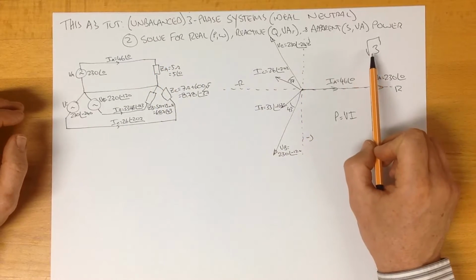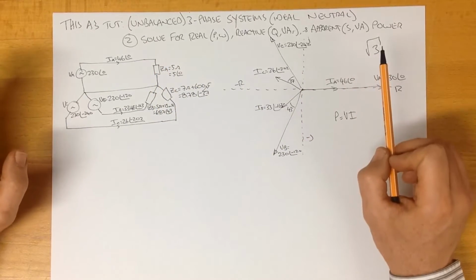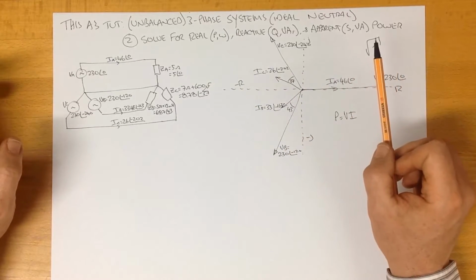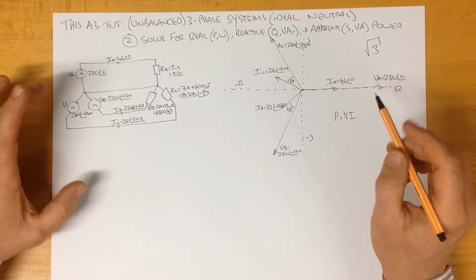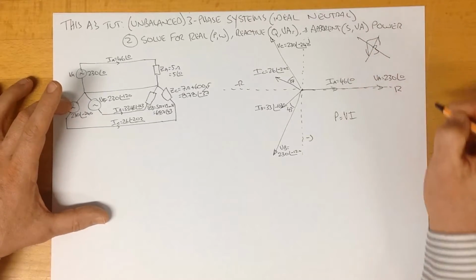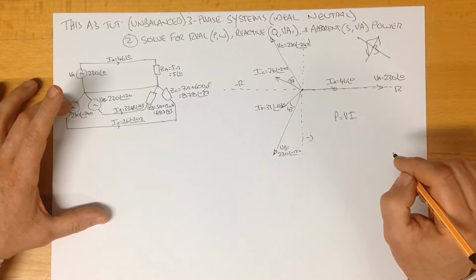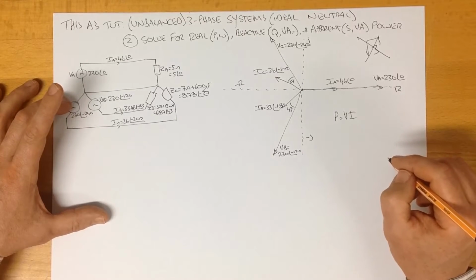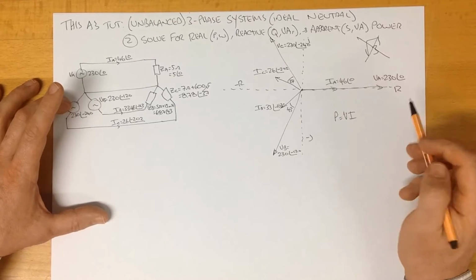This root 3 relationship is a gross simplification of one of these systems. It assumes everything is balanced. Because this is unbalanced, that root 3 rule doesn't apply, and we're not going to use it because it's simply not valid. We need to go through and actually solve this thing originally. So let's get to it.